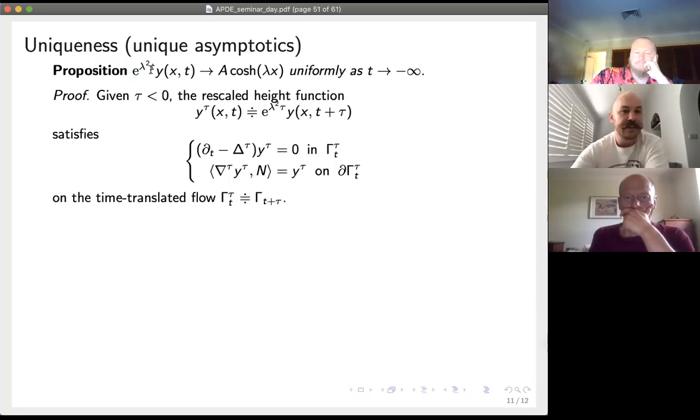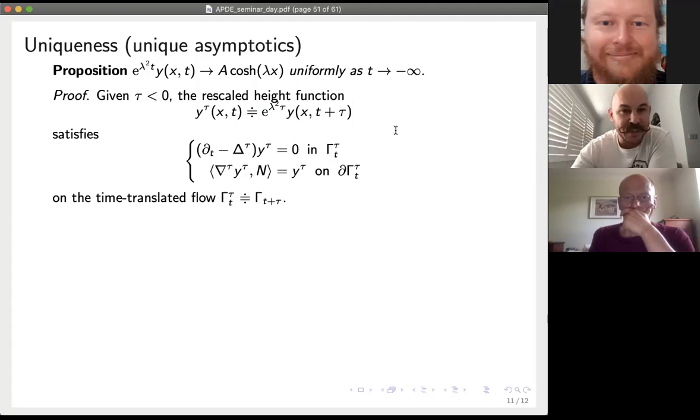How do we prove this? It's a fairly straightforward argument. What we do is we consider the rescaled height function. We fix any negative time tau, and we time translate our solution. So we consider the time translated flow given by translating by the factor tau. And on this time translated solution, we rescale the height function. We just consider the function defined by rescaling the height function by e to the minus lambda squared tau. Yeah, it should be a minus sign there.